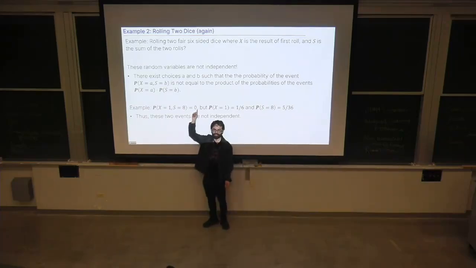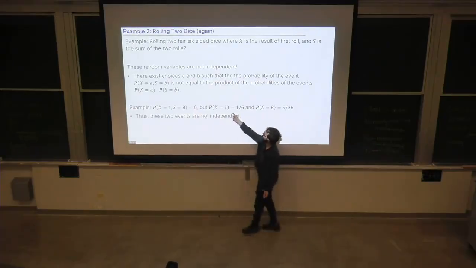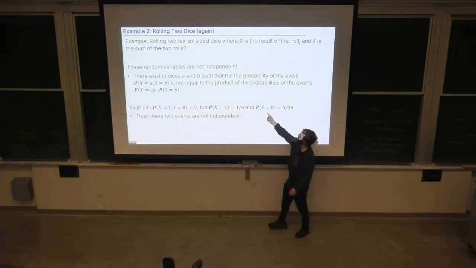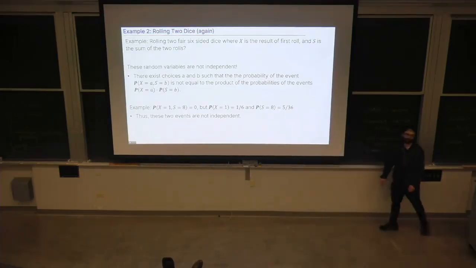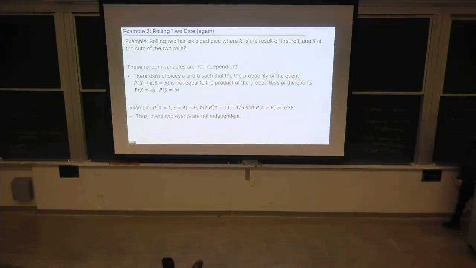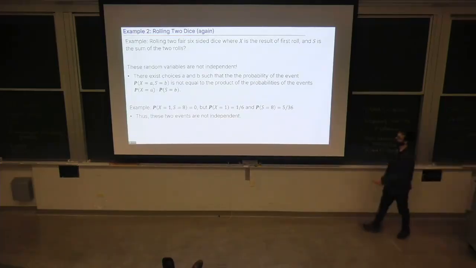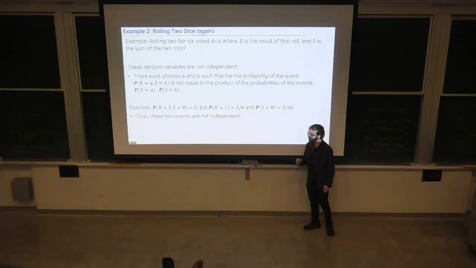It's 0. Why? If you roll a 1, you can't get an 8. However, the probability x equals 1 is a sixth, and the probability that the sum is 8 is 5/36, which I just know from playing the game Settlers of Catan, but those don't multiply together to give you 0, so they're not independent. Any questions about that?